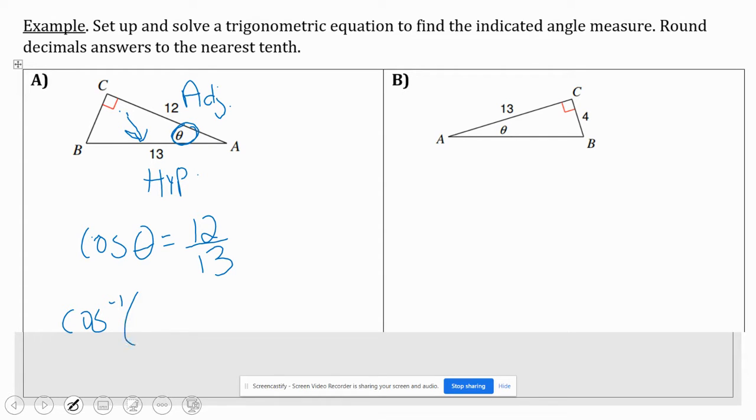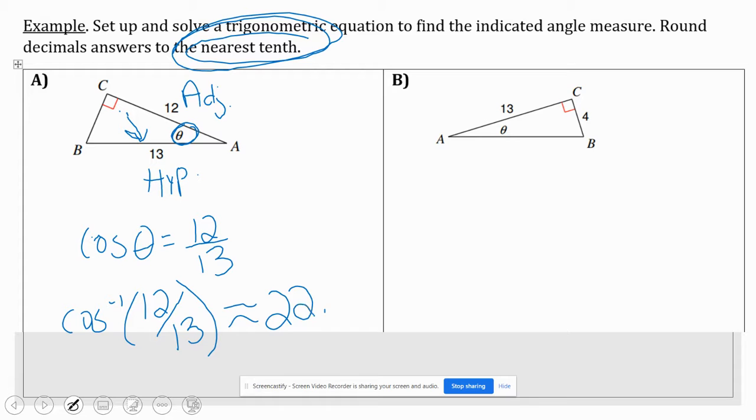So go into your calculators, second cos, so that this pops up on your screen. 12 divided by 13. To the tenths place, because that's the directions that are given up here, that angle measure is about 22.6 degrees.